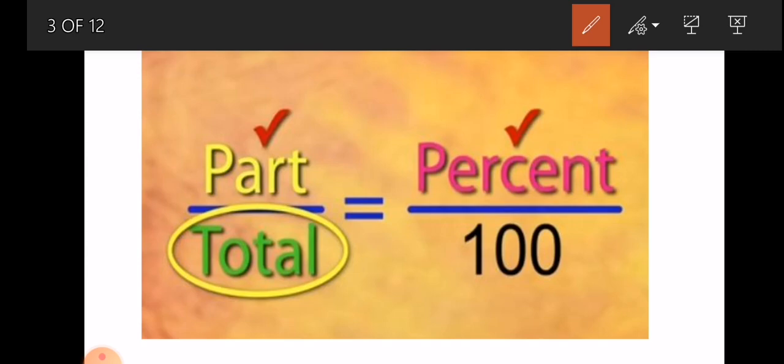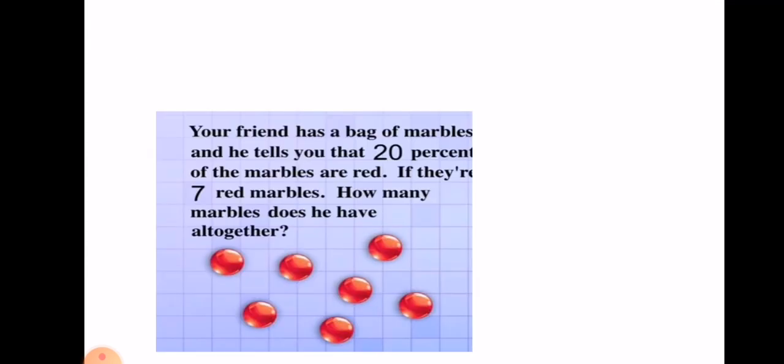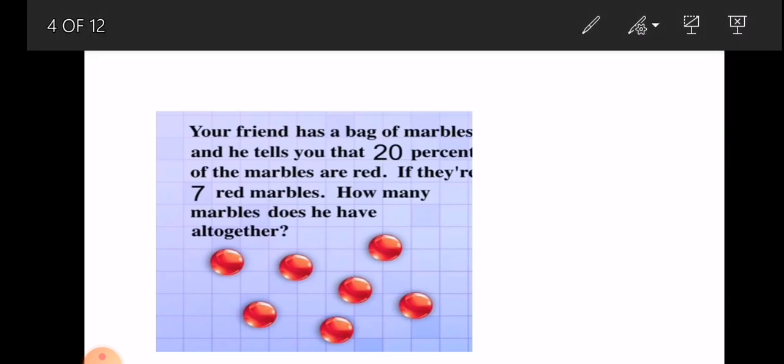So we will use the same way, but I want you to understand today how you can understand that the missed one is the total. So let's see how the question can come to you. In this example, your friend has a bag of marbles. He tells you that 20% of the marbles are red. If there are 7 red marbles, how many marbles does he have all together?